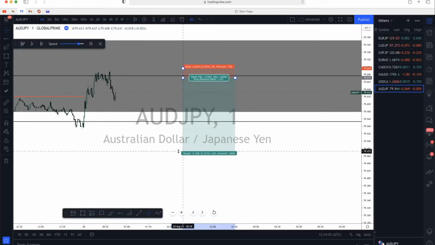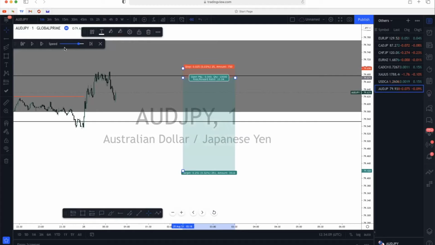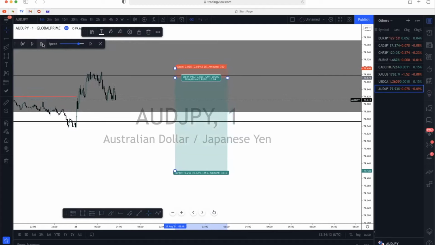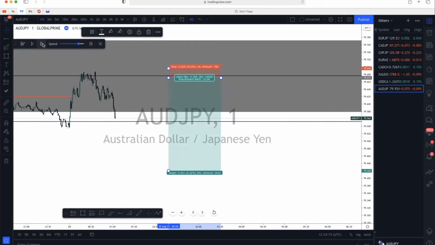So our target is 1 to 10. So let's just see what will happen. 1 to 10, that is what we are looking out for. So let's play this and see what will happen, right? That's what we are looking out for, 1 to 10.